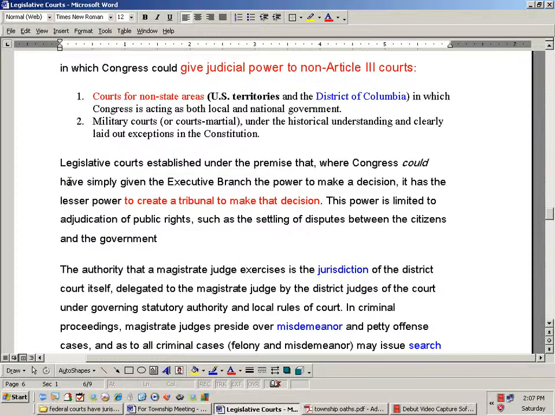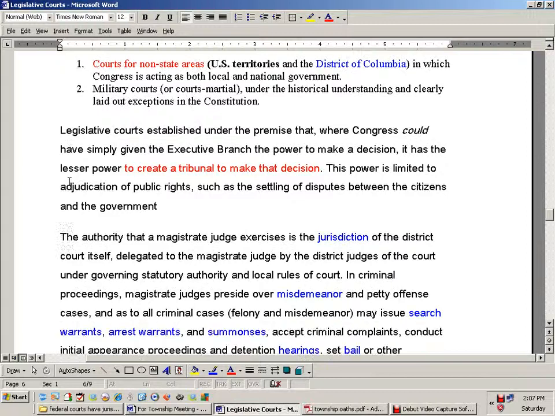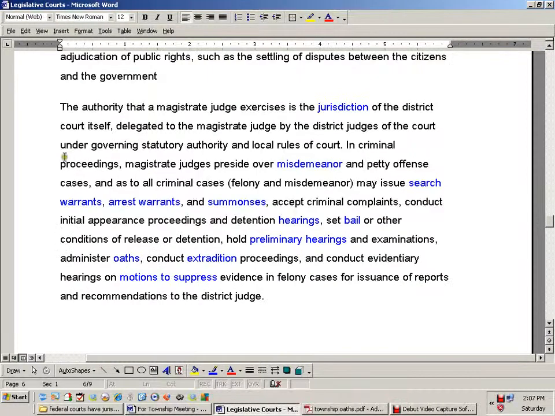Legislative courts established under the premise that the Congress could have simply given the executive branch the power to make the decision. It has a lesser power to create a tribunal to make that decision. This power is limited to adjudication of public rights, such as settling disputes between citizens and the government. Excellent. That's all we need them for.